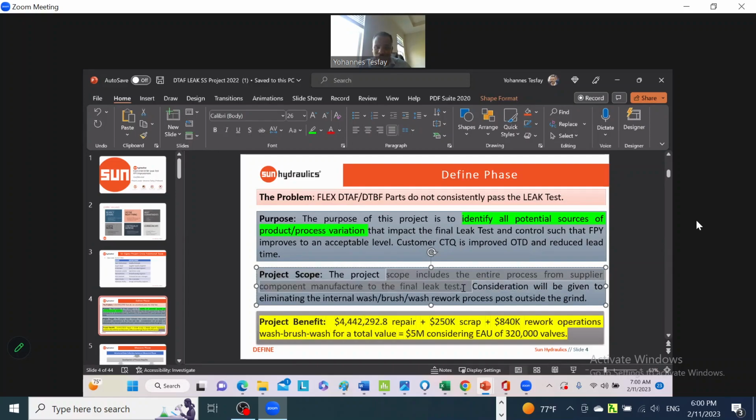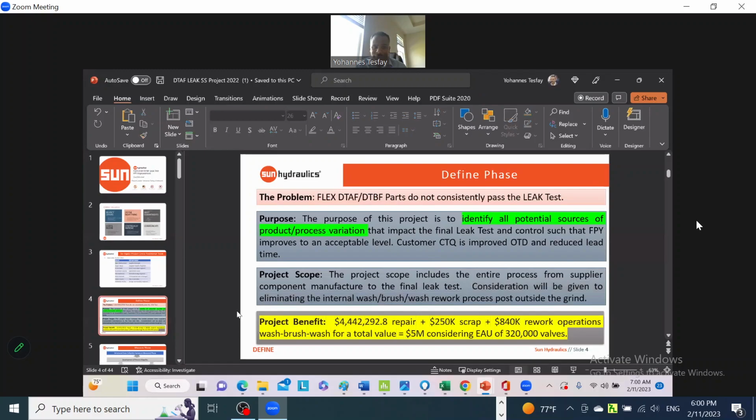Where are we going to do it? Is that in our facility? Is that in our supplier facility? Does that go to any other lab or whatever? Those are the things. And consideration is given to eliminating internal operations, just like that.